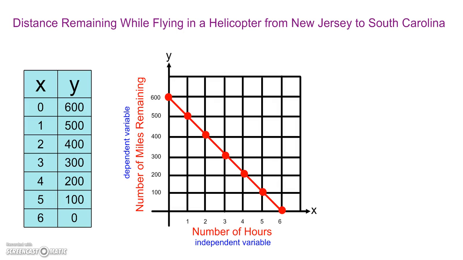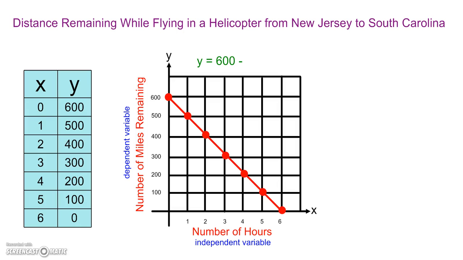Normally, when we write equations for lines, we start with Y. So we'll start with the dependent variable. In this case, Y equals, look at the Y's. Y's equal 600, 500, 400. Well, they start at 600 and they get smaller and smaller and smaller until it's 0. Let's start with 600 minus. This is definitely going to be a subtraction problem. How much are we subtracting?